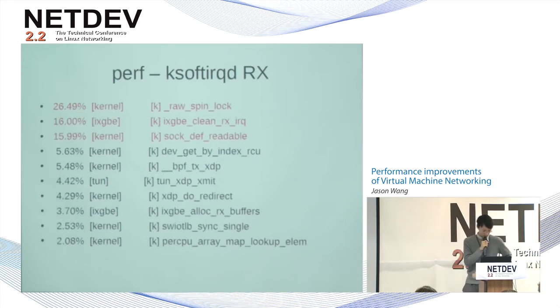Okay, so the next thing to do is to continue to optimize the code. This is the perf top for the case of dev RX. We can see the spin lock contention, which is probably because we need to use a spin lock to synchronize the producers. We can probably solve or amortize this through batching in the queue. The next is the XGBE RX routine, which is good. And the third is the sock def readable. This looks a little bit interesting, because it should not be there, so we still need some investigation.